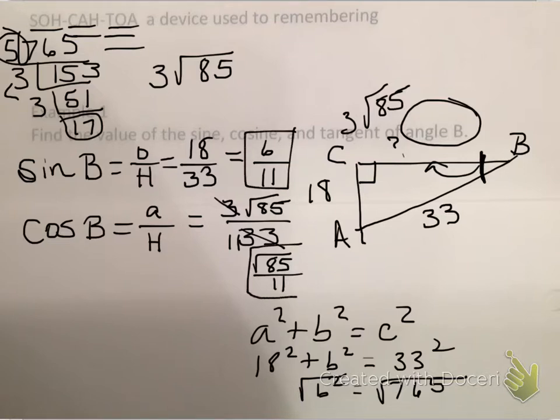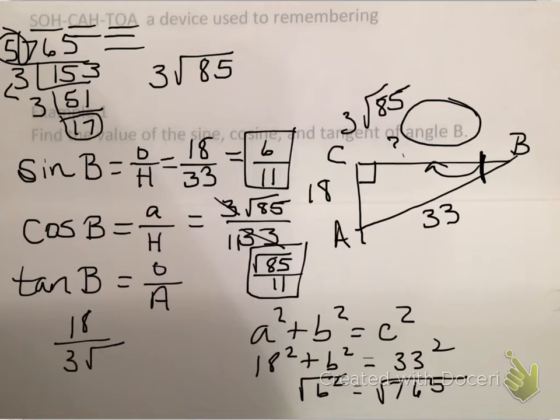I still need to find one more. Need to find tangent of B. Tangent is opposite over adjacent, and opposite is 18. I'm kind of running out of room there. 18 over 3 rad 85.